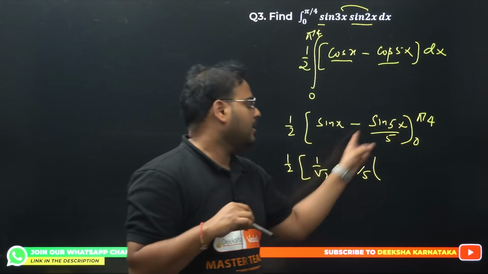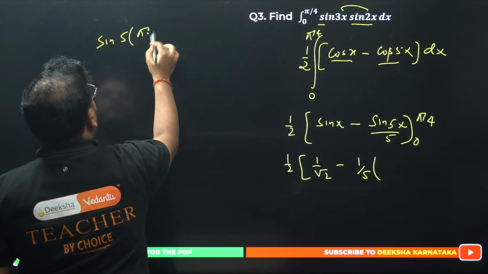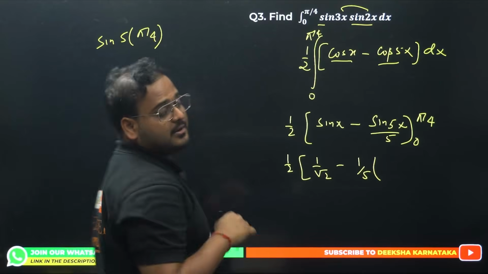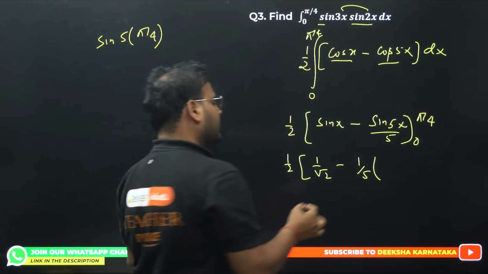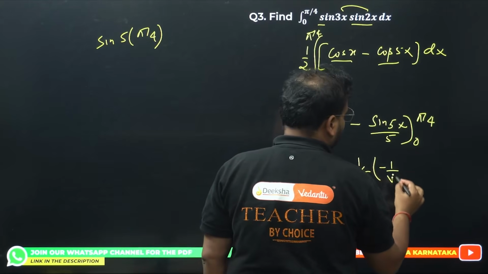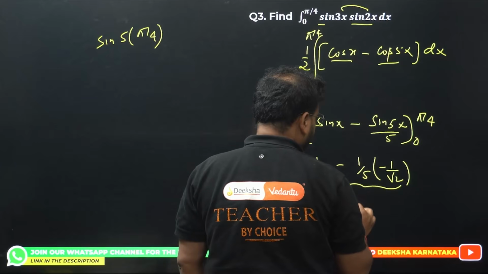Right, I'm putting the upper limit over here. Sin of 5 pi by 4. Which quadrant? 5 pi by 4 is more than pi, so third quadrant. Sign is negative, it will become minus 1 by root 2. Okay, this whole thing is my upper limit.